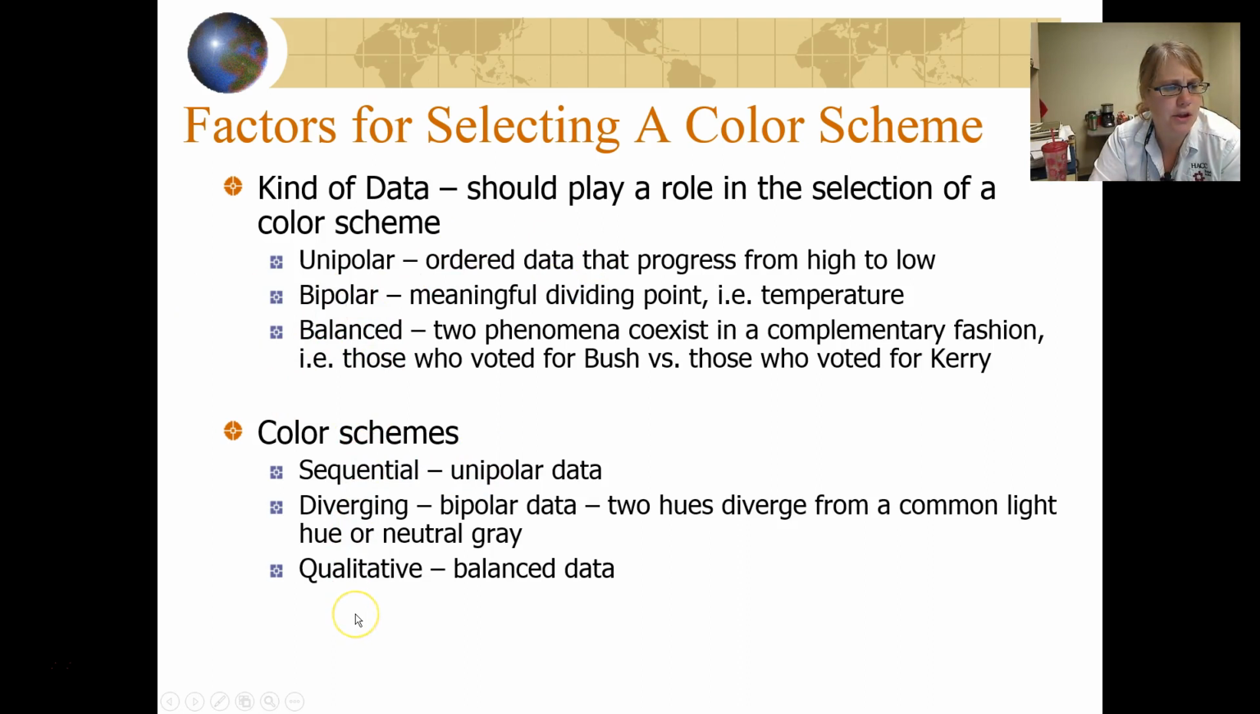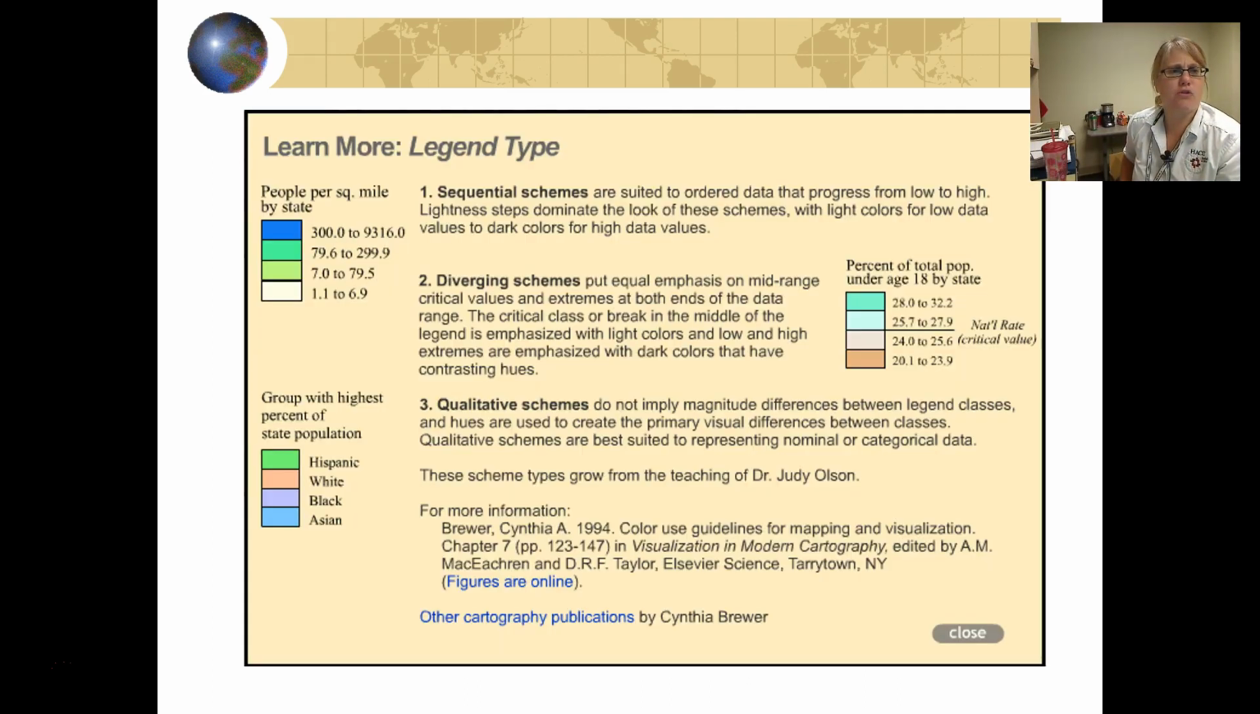So in terms of color schemes that you would use for the different types of data, if you're dealing with unipolar data, you want a sequential color scheme. If you're dealing with bipolar data, you want a divergent color scheme. And if you are working with balanced data, you want a qualitative color scheme. And this just gives you a little bit more information about the various types of color schemes. This is actually available to you on the site that I'm about to show you, colorbrewer.org, where you can go and look at color schemes and create color schemes that are different than the ones built into ArcMap.